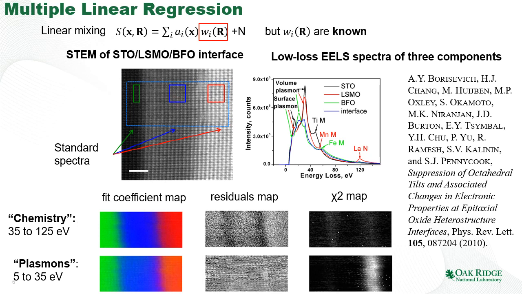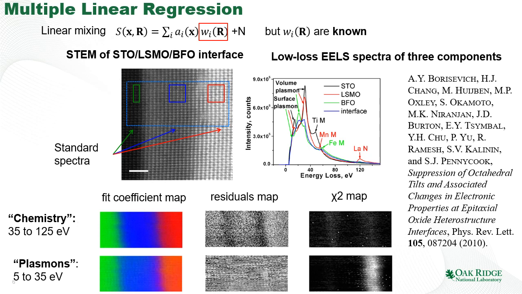In other words, this error map tells us that the property of this interface cannot be represented simply as the linear combination of the properties of the individual components. So there is something else going on there which goes outside of the simple chemical mixing model.